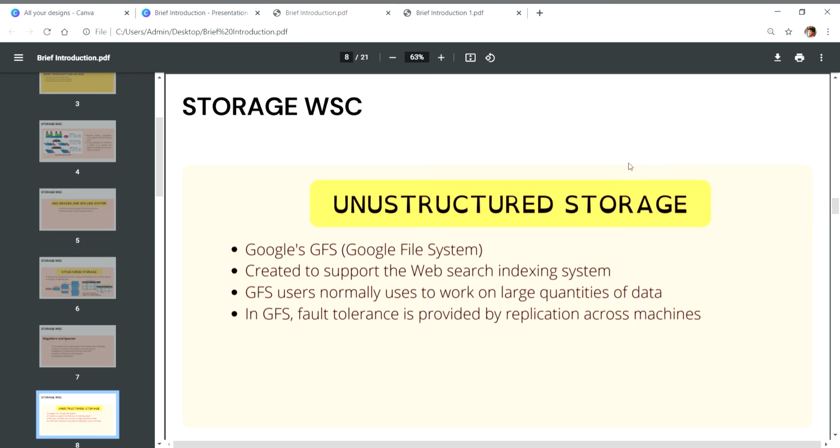For the unstructured data, I'll be using GFS. As mentioned previously, GFS stands for Google File System, an example of a storage system with a simple file-like abstraction. GFS was designed to support a web search indexing system, where users of GFS typically manipulate large quantities of data, therefore GFS is much more applicable and further optimized for large operations or anything that works with a huge amount of data.